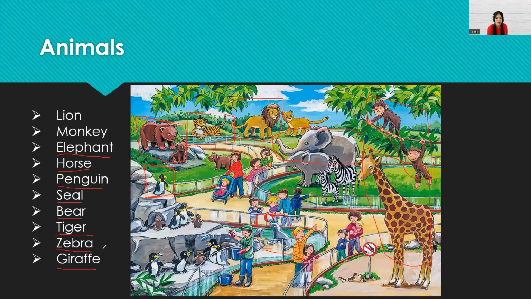Okay, so these animals can be classified into 3 types.